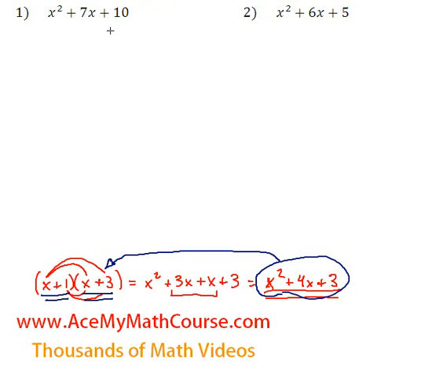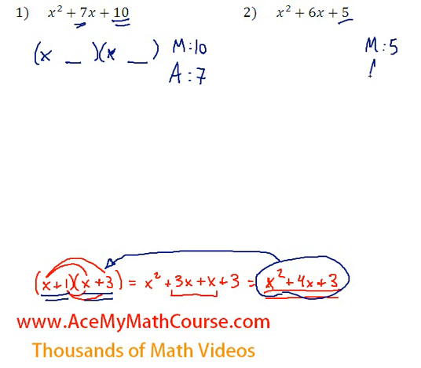X squared plus 7x plus 10. We want to open two sets of parentheses. I'll put an x over here, another x over there. And we want two numbers, one over here, another one on the right, that will give us x squared plus 7x plus 10. And there is an easy strategy that we can use to make that happen. We're going to look for two numbers that multiply to 10 and add up to 7. For the second one, two numbers that multiply to 5 and add up to 6.